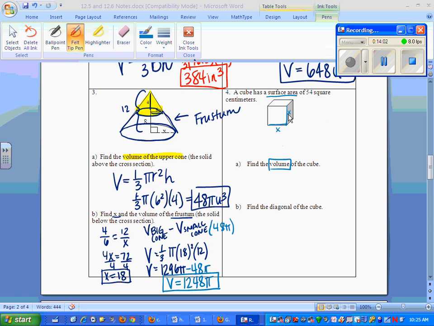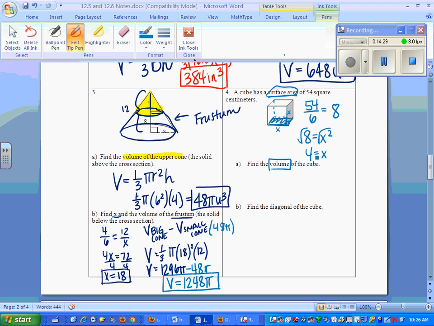Okay, so since I know there's 6 faces, I can take 54 divided by 6. Okay, because I know the surface area is 6 faces added up all together. There are 6 faces total here. 54 divided by 6 is 8. And 8 has to be the area of one of the bases. So 8 equals x squared. Each side is going to be 4. 4 equals x. Okay, so now I can go ahead and plug it in for the volume of the cube.